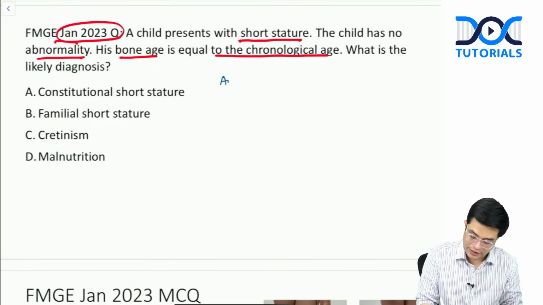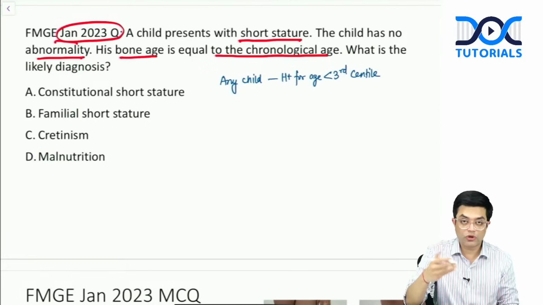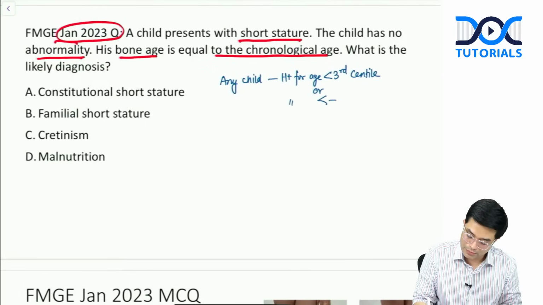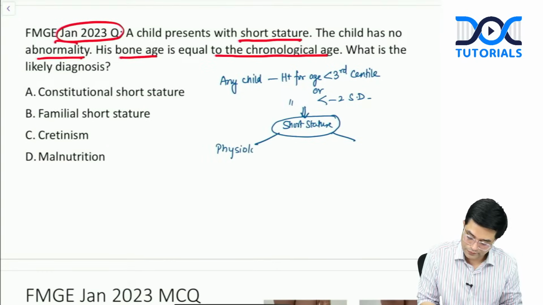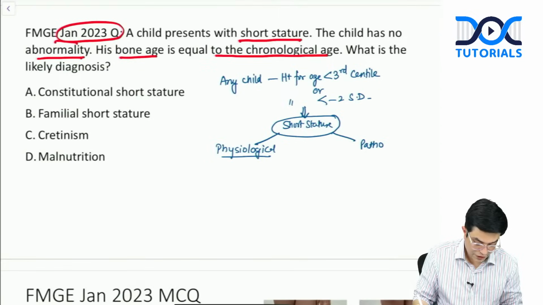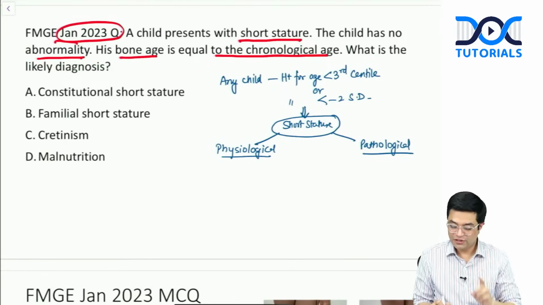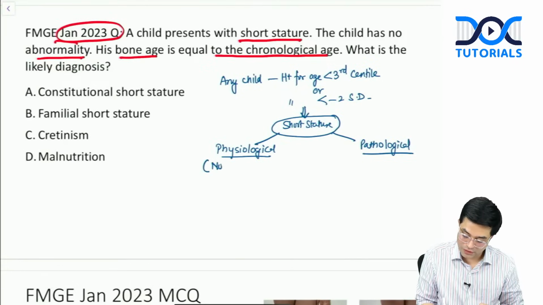Now, any child who has height for age below the 3rd centile when you plot on a chart, or height for age below -2 standard deviation if a different chart is being used, we say the patient is having short stature. Short stature can be of 2 types. It can be physiological and it can be pathological. Physiological children have a normal height velocity, also called normal growth velocity.